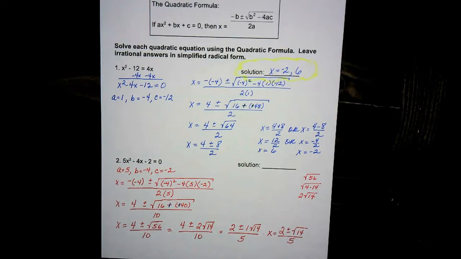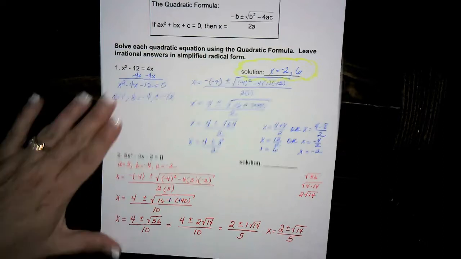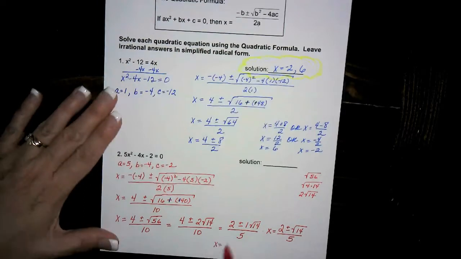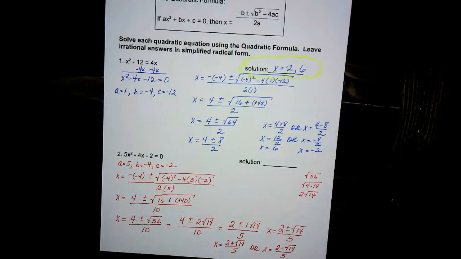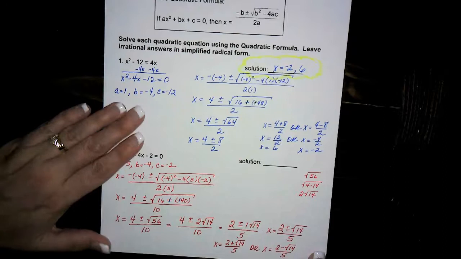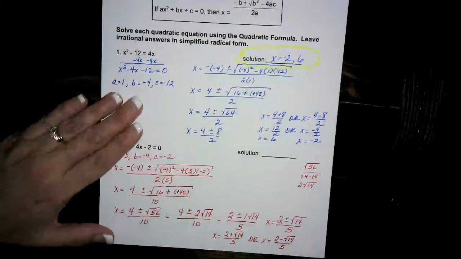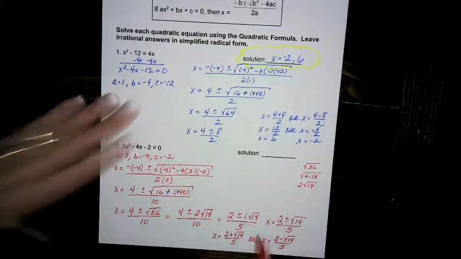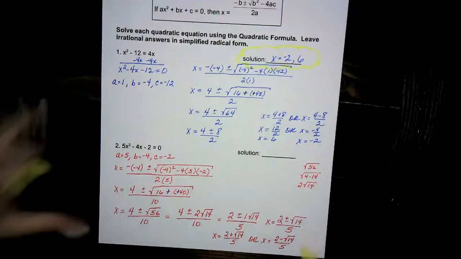If I wanted decimals for this, I would go to my calculator. I would type in 2 plus the square root of 14 divided by 5, and I would type in 2 minus the square root of 14 divided by 5. This is if my instructions want decimals, that's what I would do. If my instructions want exact answers, there they are. I'm going to leave it just like that.